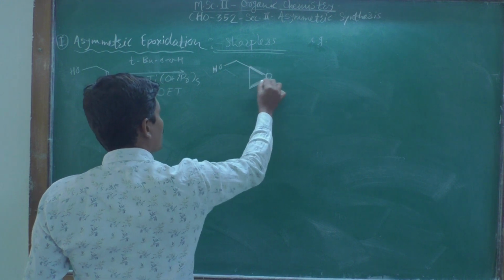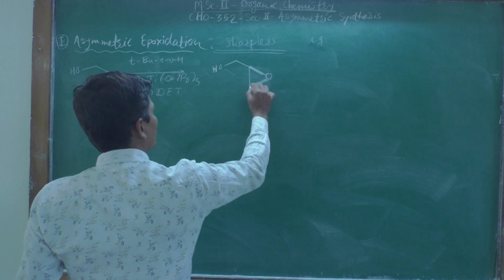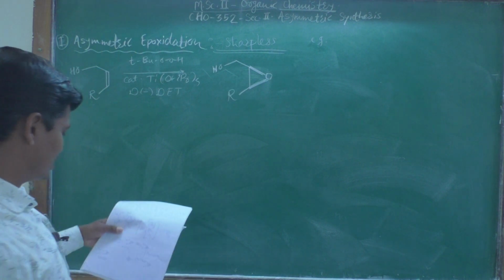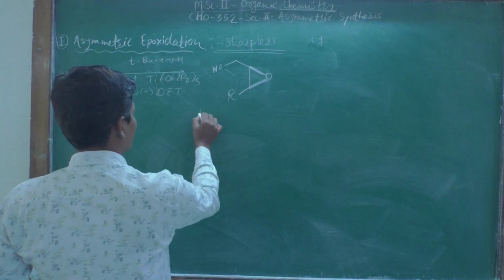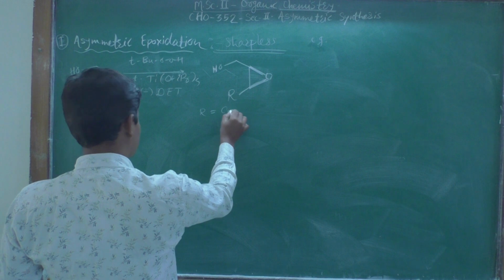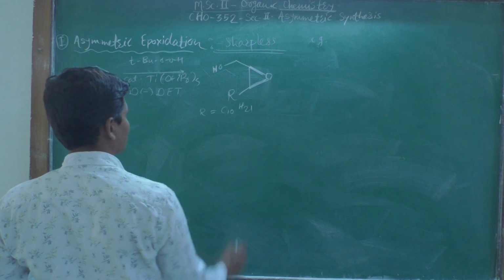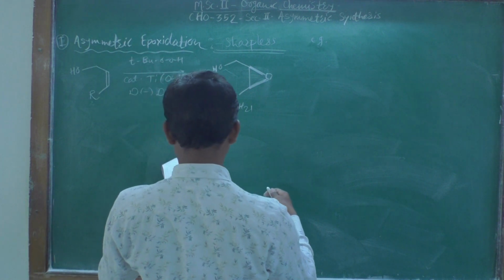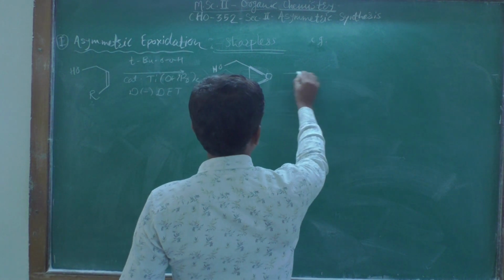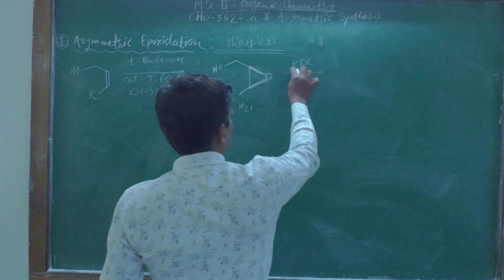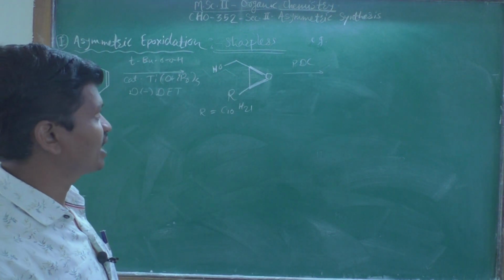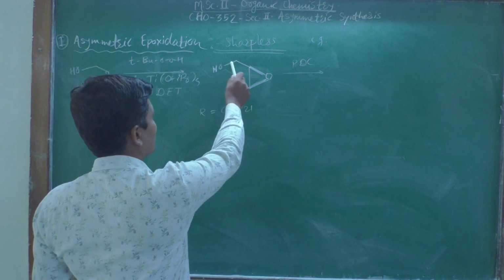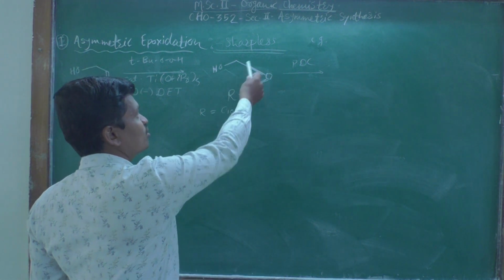O, this is R. So we are getting this molecule, this R is nothing but a very large group, it is C10H21. Okay, and now next step is PDC. So what is PDC? Pyridinium dichromate. Okay, and this PDC is an oxidizing agent. So this is a primary alcohol, no harm to this epoxide.